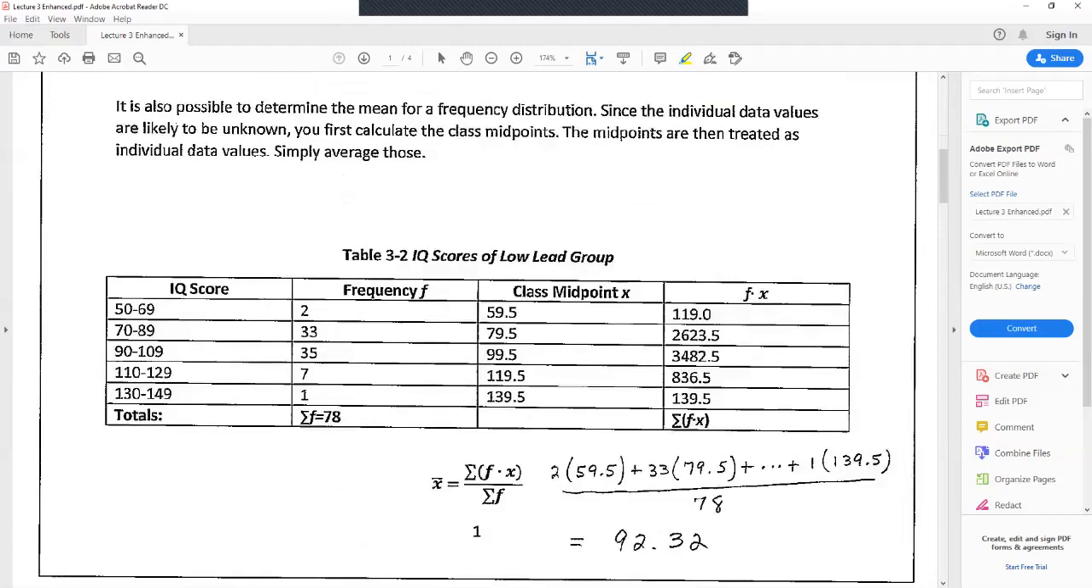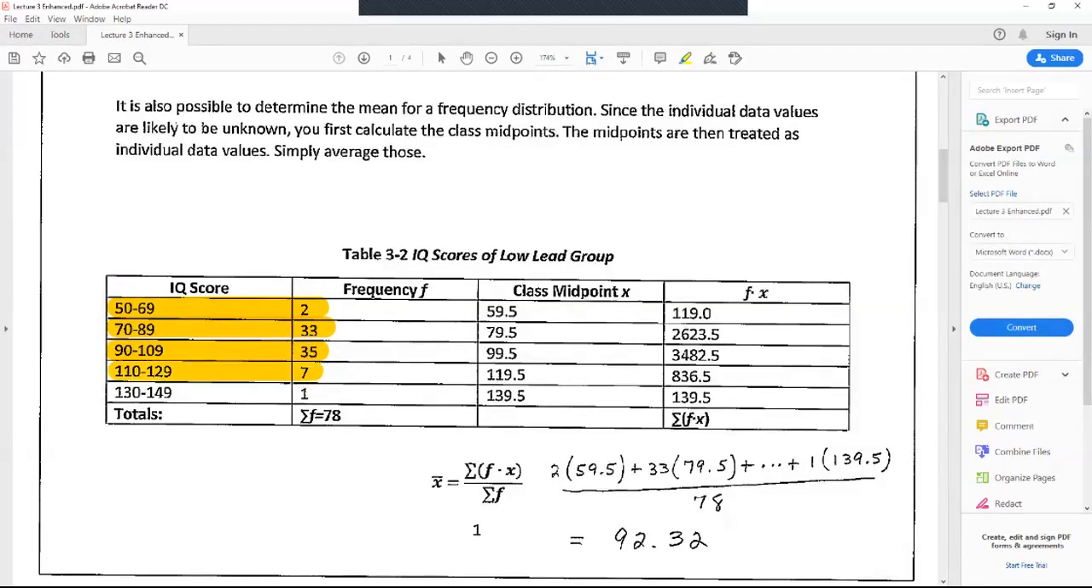Remember, we don't know the actual IQ scores, but we do know that they fall within a particular range. For example, 2 scores happen to fall into the 50 to 69 range. I have 33 scores that are somewhere between 70 and 89. And then we've got the 35, right? Then we have the 7, and finally there's 1 score that is in the 130 to 149 range. And as we said earlier, if we add these up, we have 78 data points, 78 values.